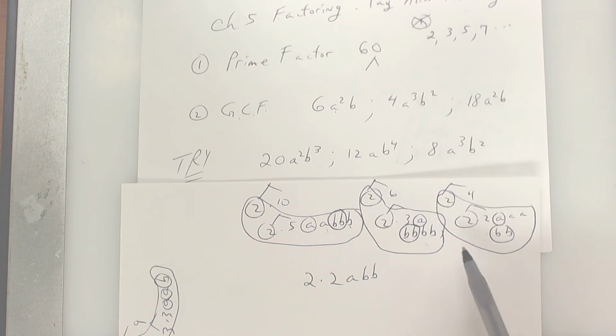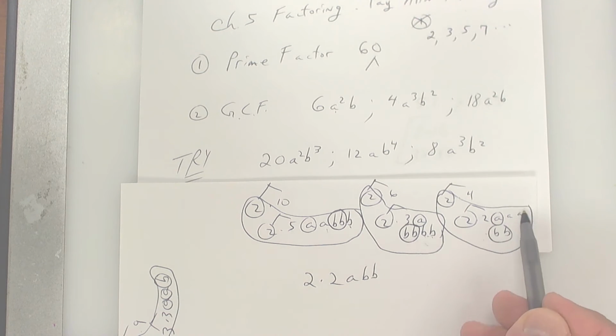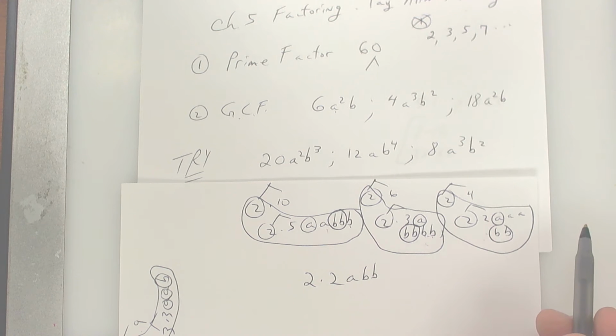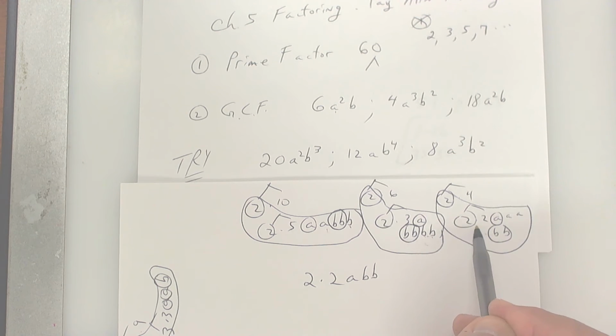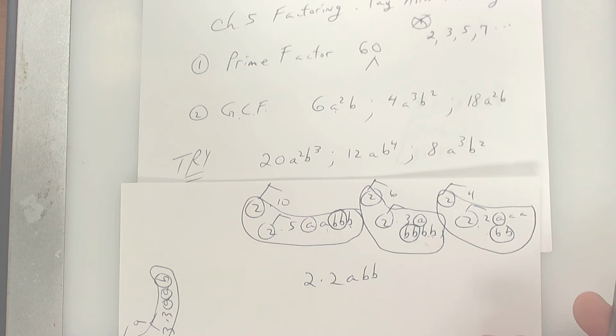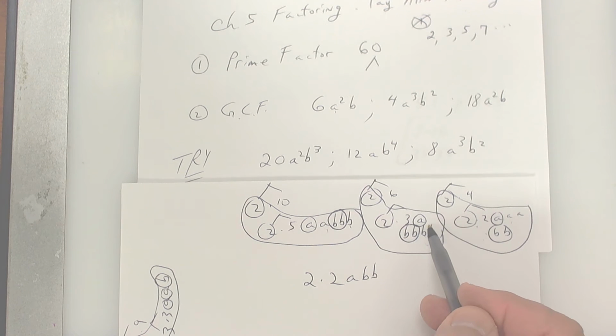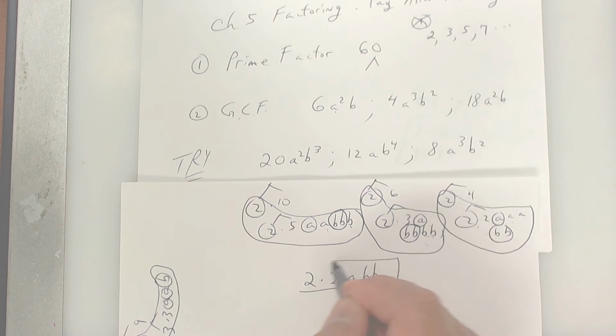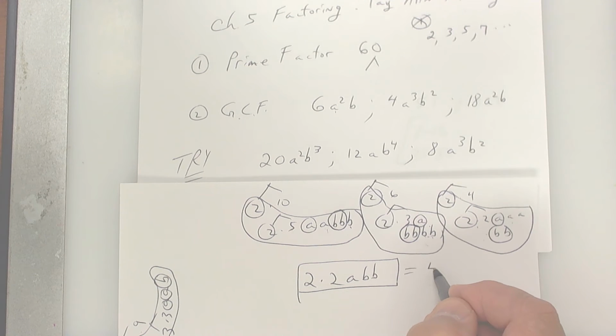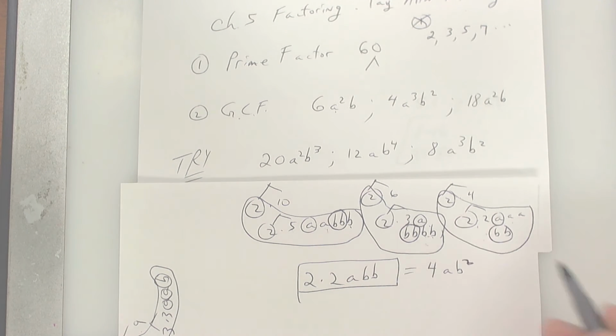This one has a B. This one has a B. This one doesn't have any more B's left. This one has a 3. No 3's. No more A's. This one has an A, this one has an A, but this one does not have an A. This is your answer right here. So it's going to be 4AB squared. It's called your greatest common factor.